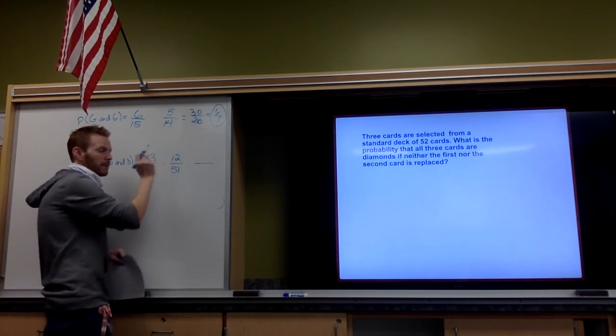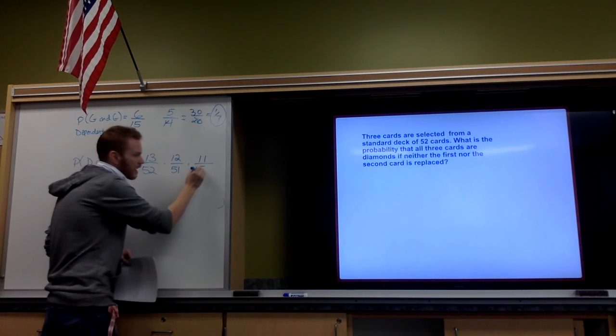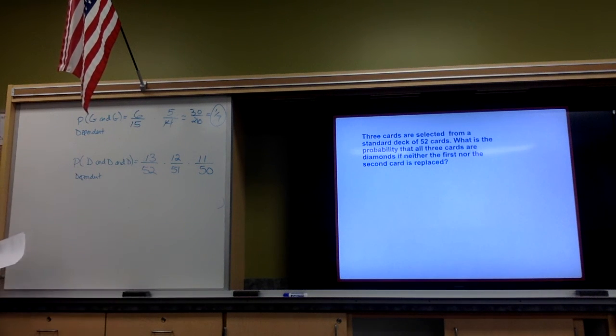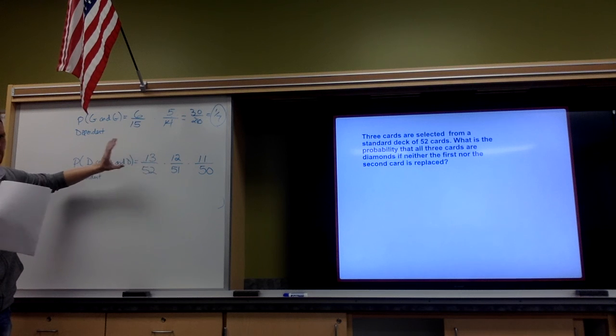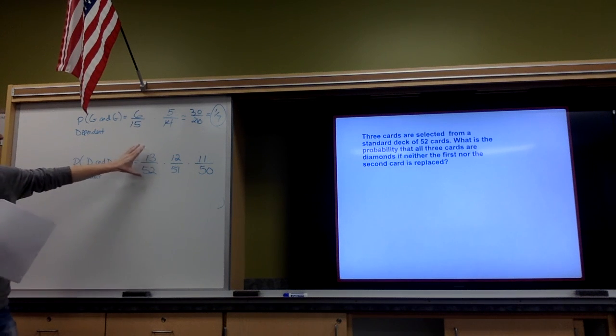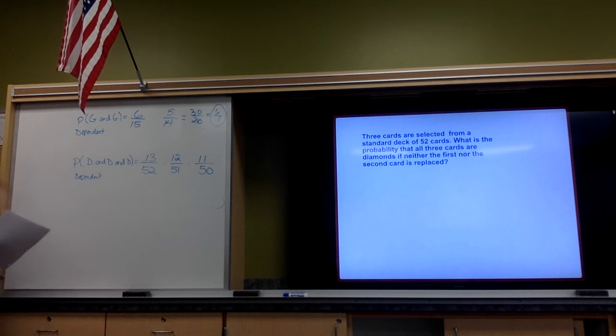Continue. He did pick a diamond again. Now there's 11 diamonds in the deck, and now there's only 50 cards left in the deck. Okay? If he just picked once, this is the fraction we're using, right? But because we're drawing 2 more times, you see how the odds of this happening might not be that great? So keep that in mind, right?